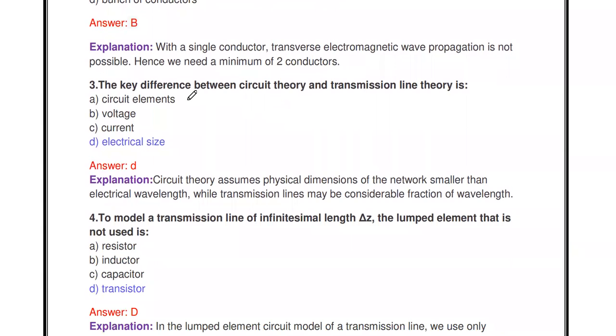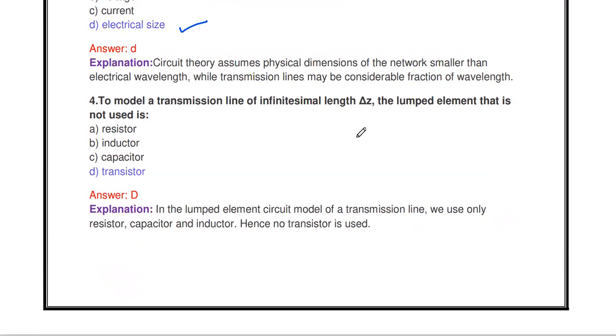The next one: the key difference between circuit theory and transmission line theory is circuit element, voltage, current, or electrical size. The difference between circuit theory and transmission line theory is the electrical size. In circuit theory we consider the circuit length, but in transmission line we consider the wavelength.